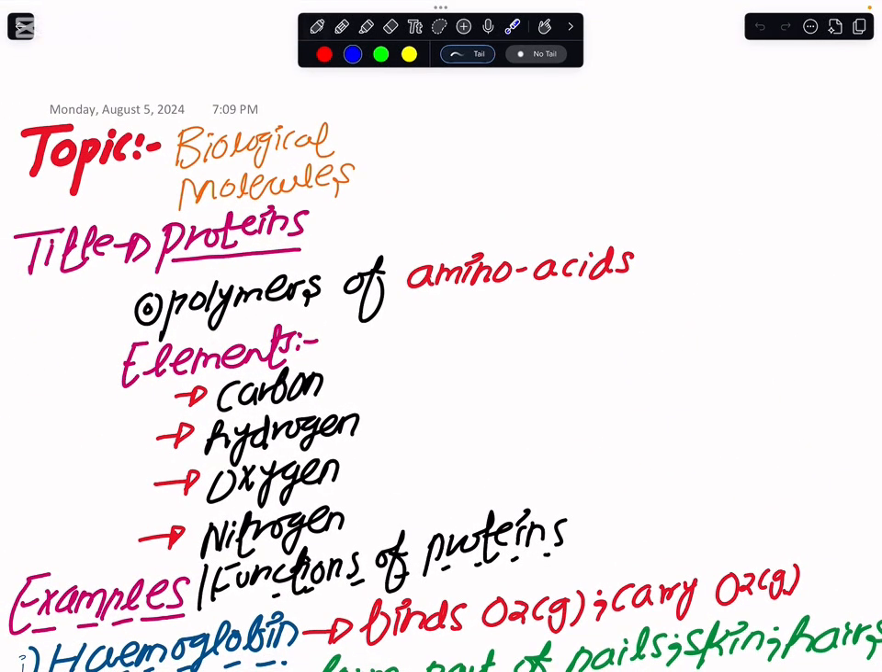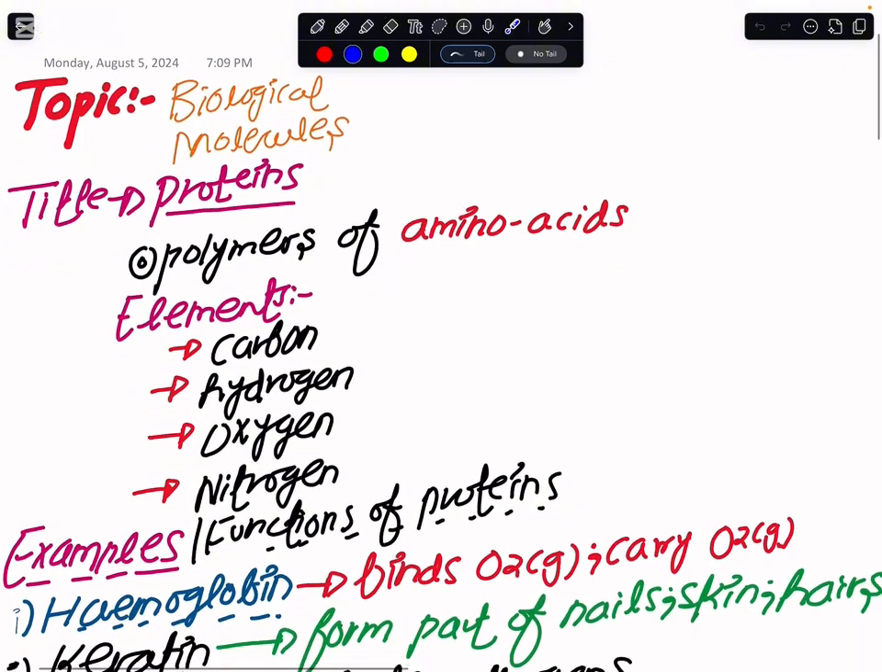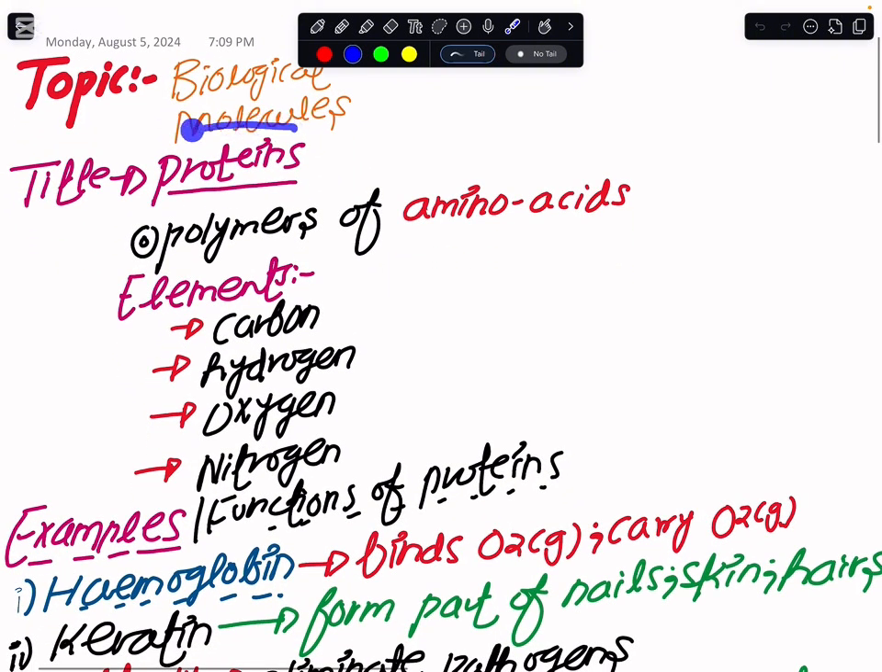And now here, this is the second lecture for the biological molecules. Earlier I said that biological molecules have atoms, and these atoms are grouped with one another to make the molecules. And among the biological molecules, now we look toward the proteins.